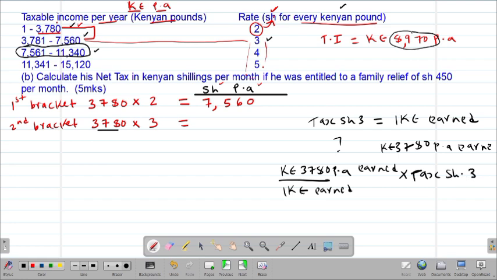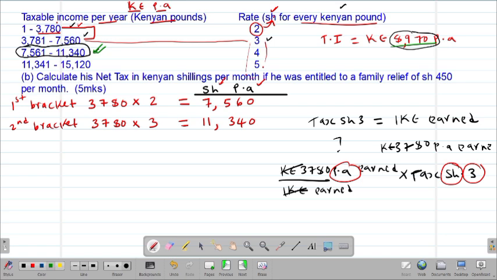Of course the Kenyan pounds will cancel out. So it means that whatever you're going to remain with must be in shillings per annum, which is what we are having here. But for this case, you're going to multiply with 3. So we'll have 3780 multiplied by 3, giving us a total of 11,340 shillings. Now notice that our taxable income was 8970, which was lying in this particular bracket.